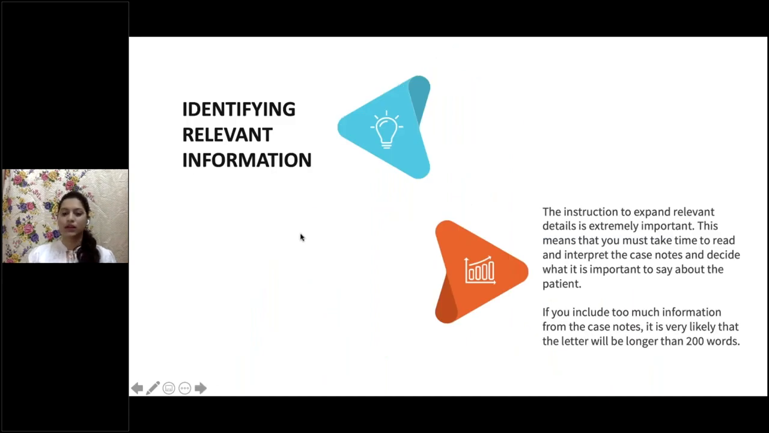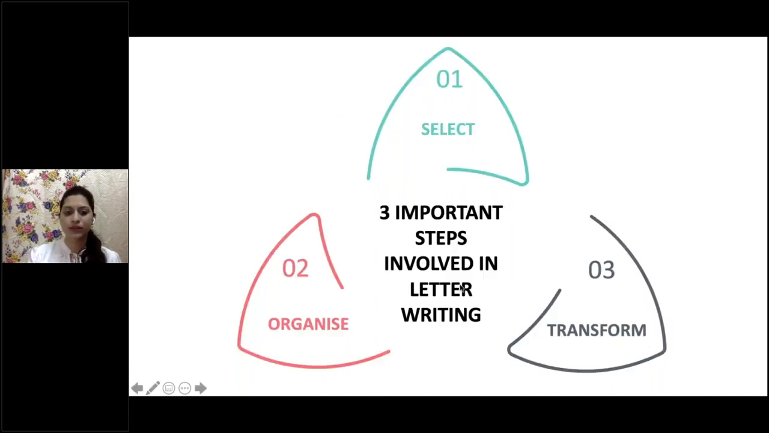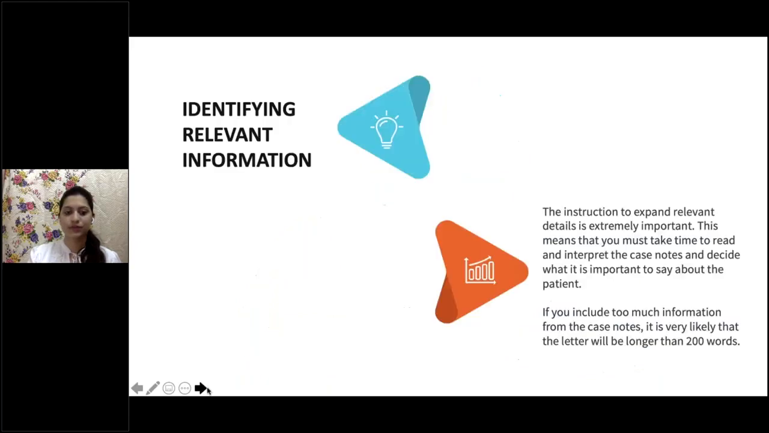All right. So selection. Selection is nothing but identifying the relevant information. So the instruction is to expand relevant details. Basically what this means is that you must take time to read and interpret the case notes and decide what is important and what is not. As I've already mentioned, if you include too much information from the case notes, it's very likely that the letter will be longer than 200 words.